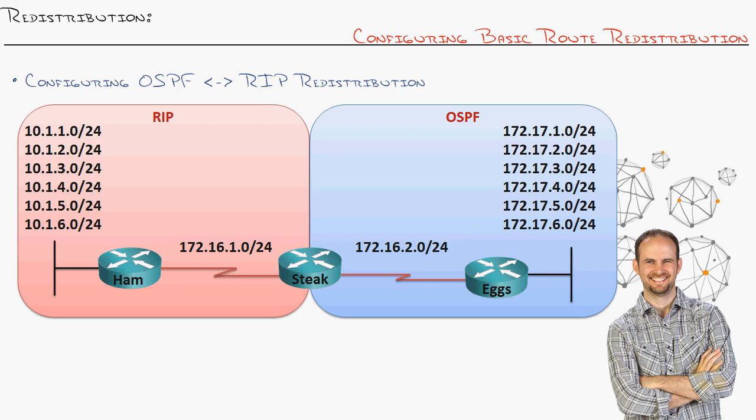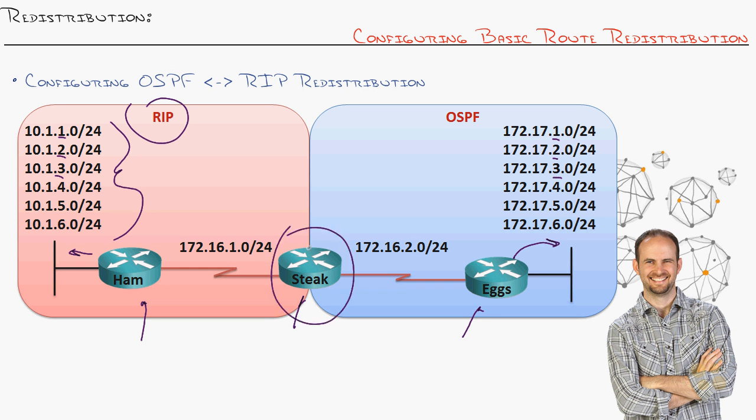Configuring basic route redistribution. Here's what I've got. Ham, steak, and eggs routers that are building our corporate environment. On the left-hand side, ham and steak are running the RIP routing protocol. RIP has, we'll just say, a whole bunch of VLANs over here on the left-hand side, 10.1.x, which will be 1 through 6. Over on the right-hand side, we have the eggs router running the OSPF protocol with 172.17.x, a whole bunch of VLANs there, which are actually created by loopback interfaces.